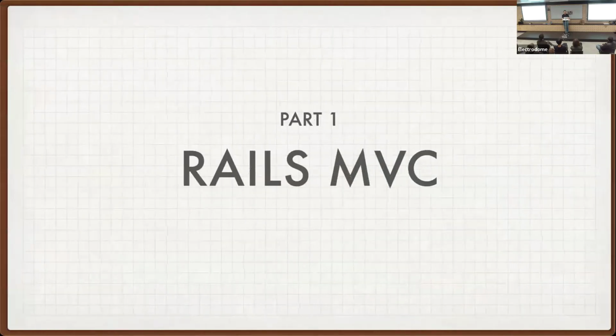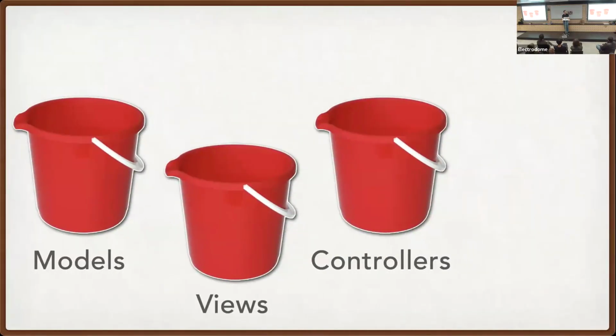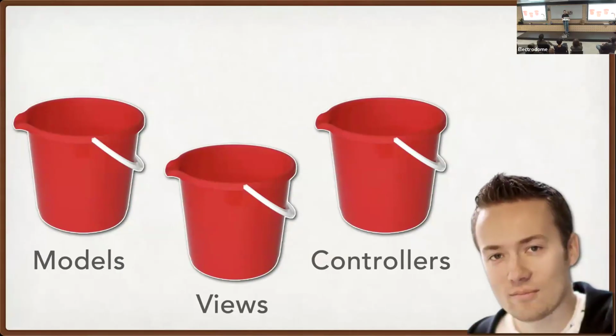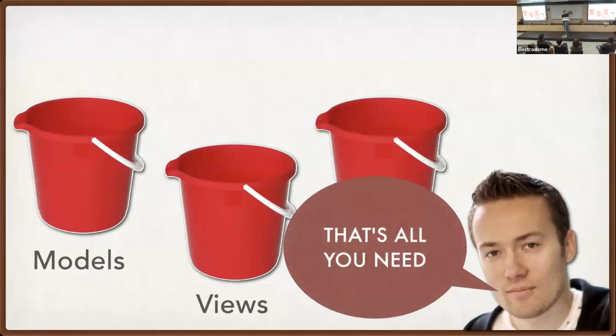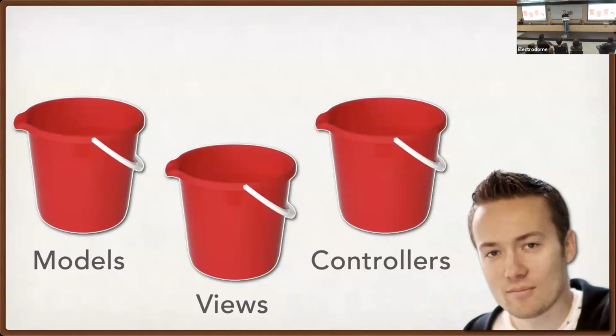All right, part one. Rails gives you three buckets to put your code into. There's the model bucket, the view bucket, and the controller bucket. And the creator of Rails, DHH, he's basically of the opinion that that's all you need, just these three buckets. So yes, there can be some libraries and stuff on the side for specific things, but for the most part, your application code will fit into one of these three buckets.